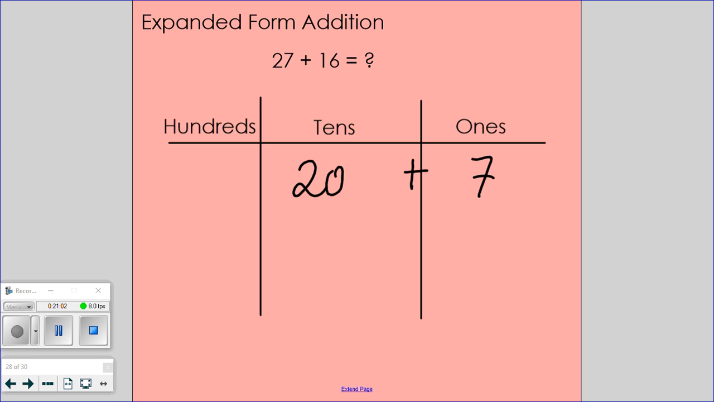What about the number 16? How does that look? Hunter, you might want to pay attention, my friend. Lainey, how is 16 going to look in expanded form? 10 plus 6. Draw a line.